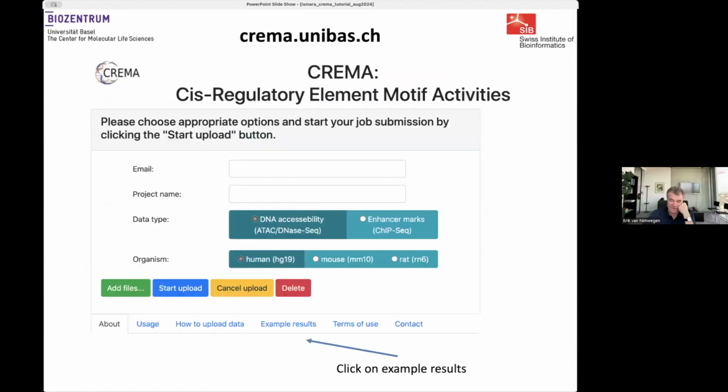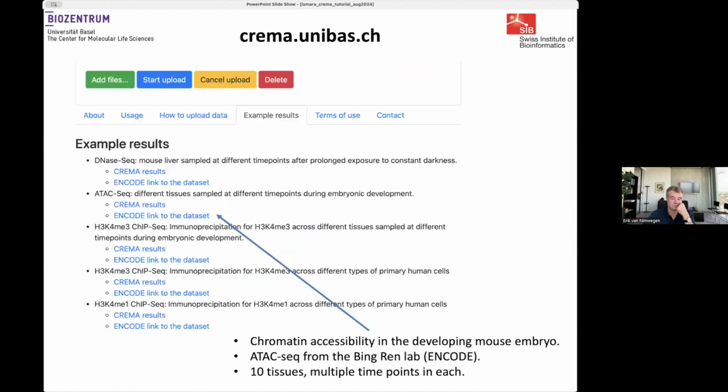Yes. All right. So let's go and look at some example results. If you click on the example results, I've zoomed in on it here. You will see the various data sets, a DNase-Seq data set, ATAC-Seq, and so on. I'm going to use this ATAC-Seq data set to look at the results. So if you click on CREMA results, you will be seeing the results that I'm going to look at.